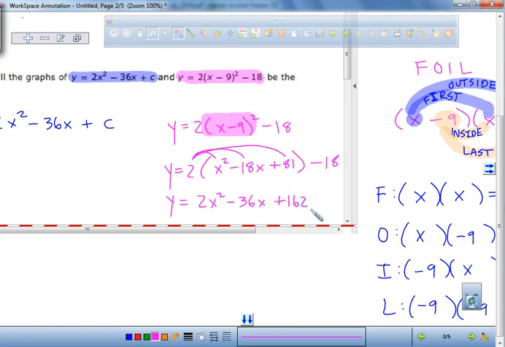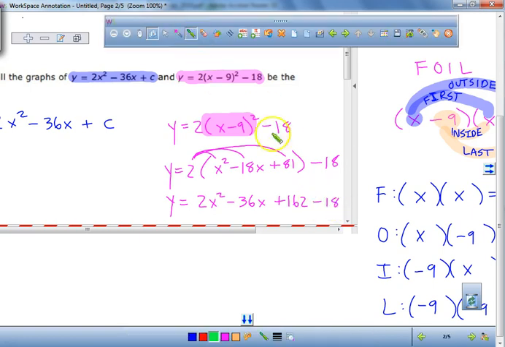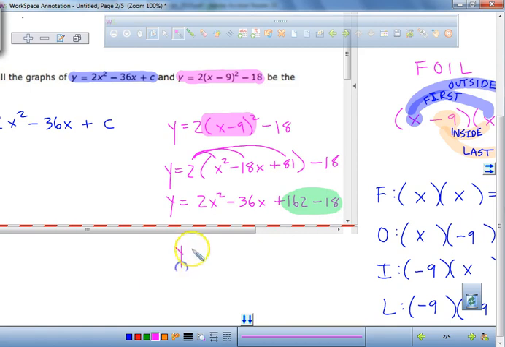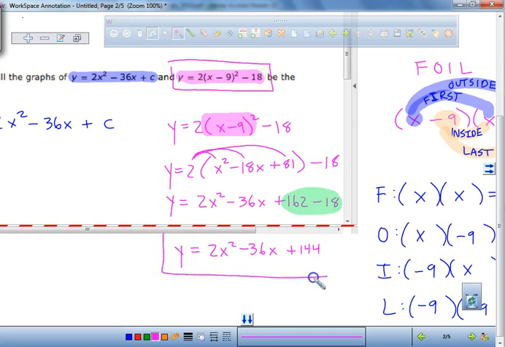If you didn't know that, you have calculators, right? You can multiply them together. Then we have minus 18. Now I'm going to highlight the only like terms that we have. What are the only like terms? 162 minus 18. What is 162 minus 18? Okay, everybody, when we multiplied x minus 9 times x minus 9, then multiplied it by 2, and then subtracted 18, what was our final answer?